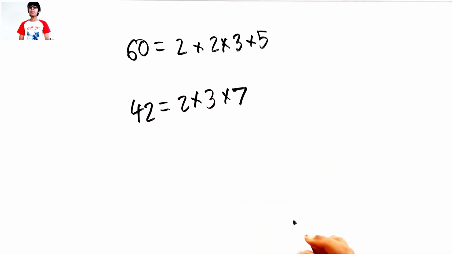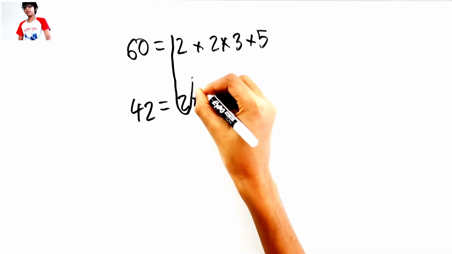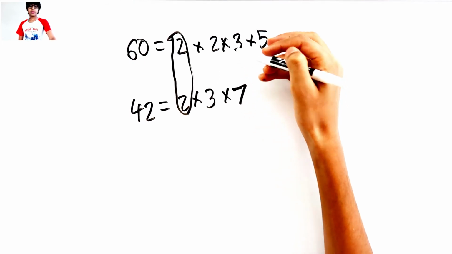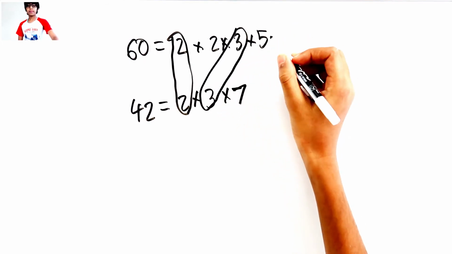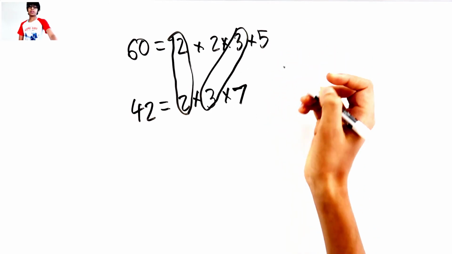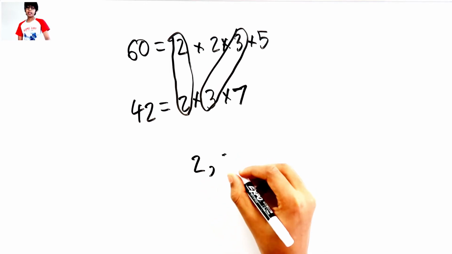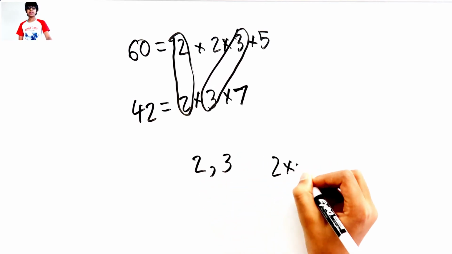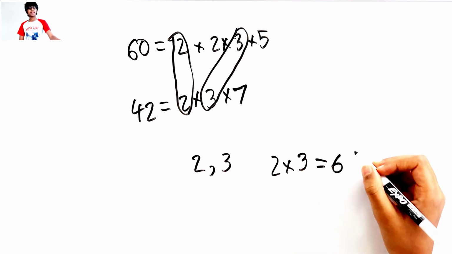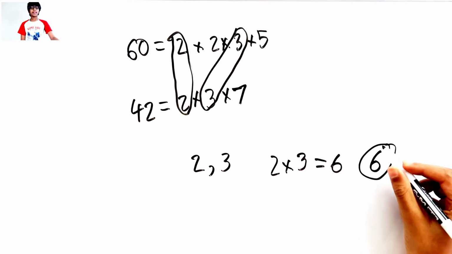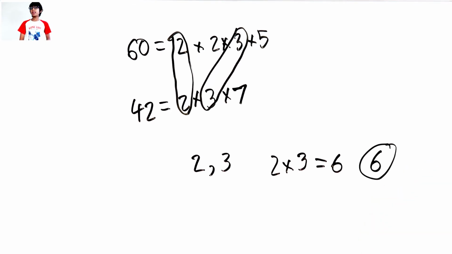Now let's group them. So 2, and there's no 2 here. 3, and 5. So there's no 5 here. Now let's write both of these numbers. So 2 and 3. Now let's multiply them. 2 times 3 is 6. The highest common factor of 60 and 42 is 6. This method is much faster, right? And it's also error-free and super easy.